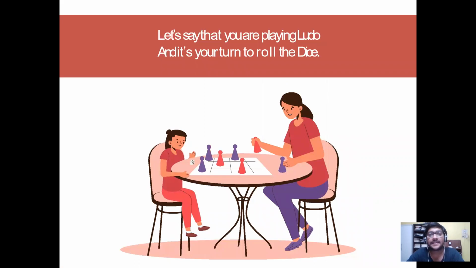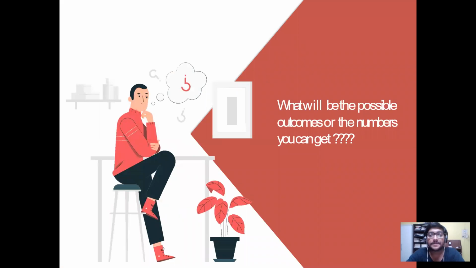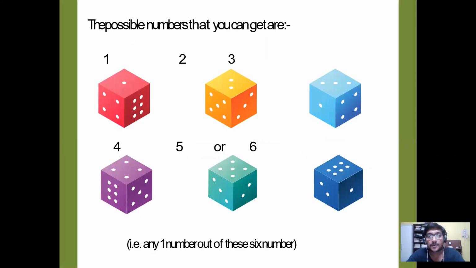Let's say that you are playing a Ludo game and it's your turn to roll a dice. What will be the possible outcomes, or the numbers you can get? The possible numbers that you can get are 1, 2, 3, 4, 5, or 6. These are called the sample space in probability.